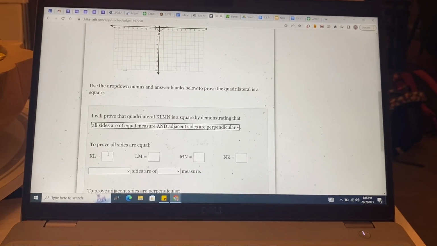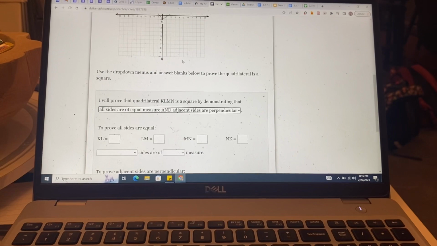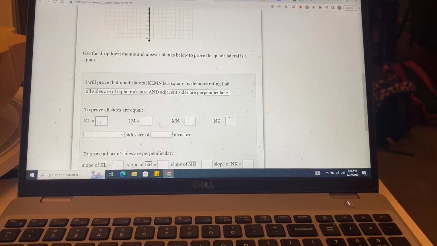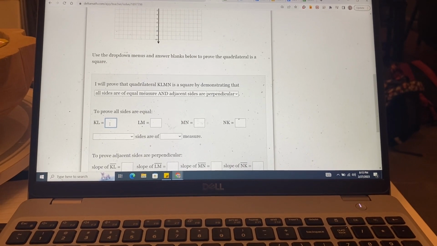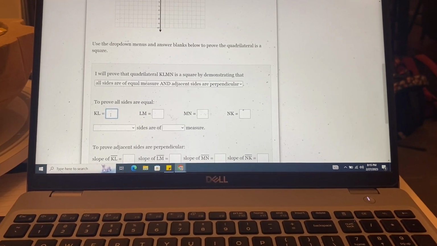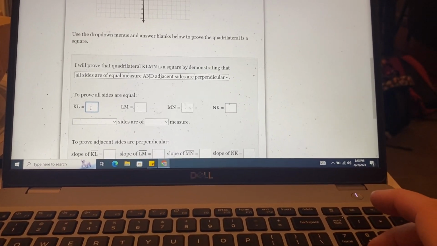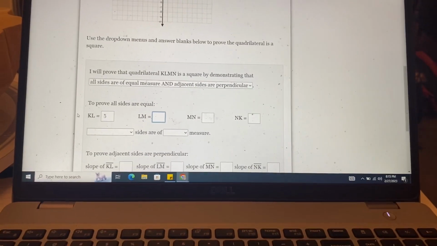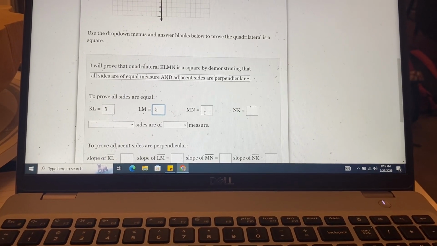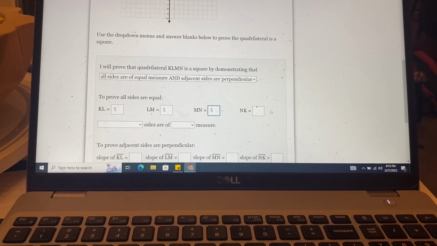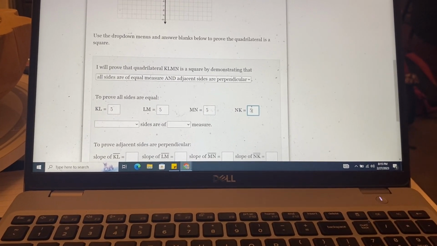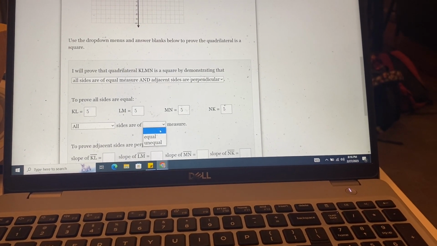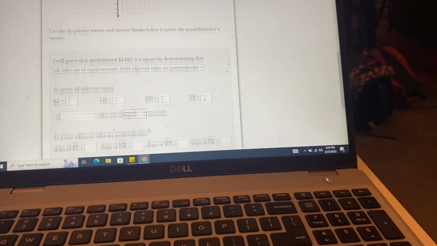It's Pythagorean theorem or distance formula off of yesterday's notes. But 3 squared is 9, 4 squared is 16, 9 and 16 make 25, and the square root of 25 is 5. So every single one of these is going to be 5 for that distance. So we know that this is a rhombus. All sides are of equal measure.